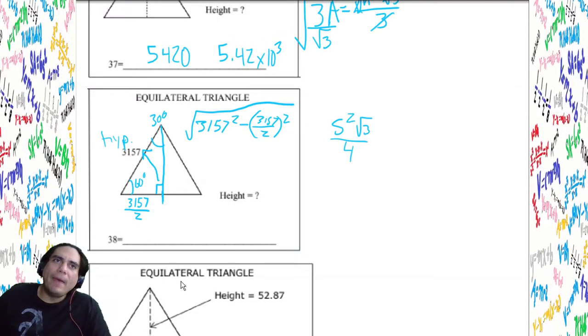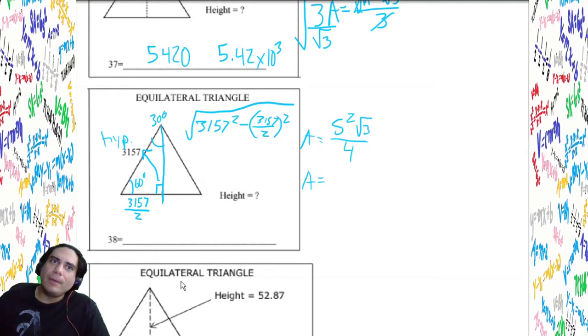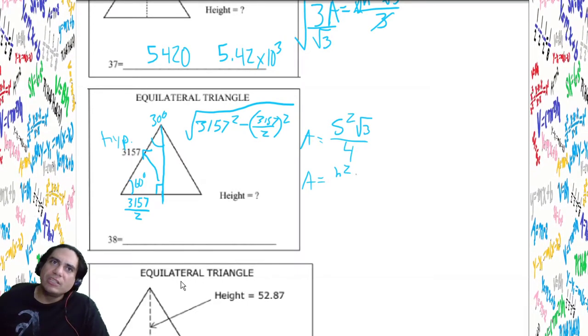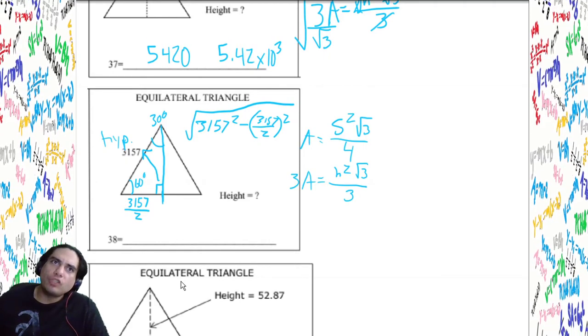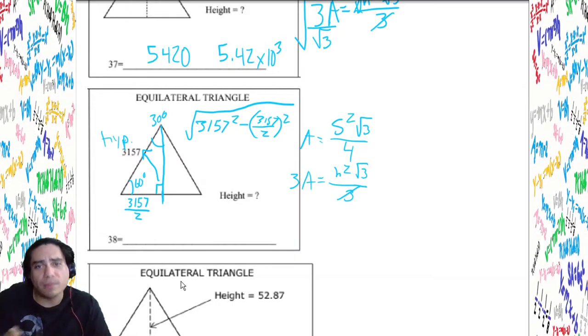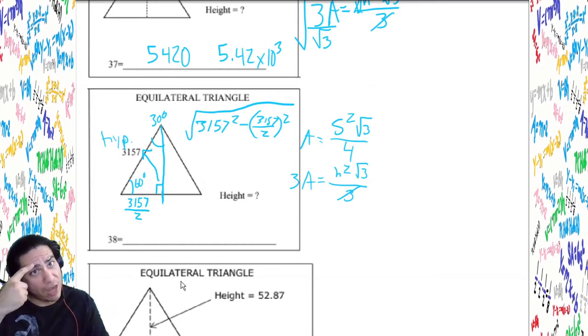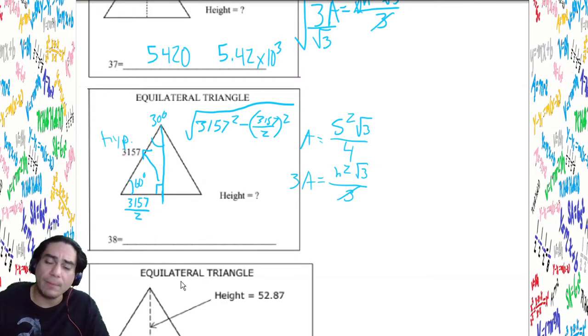Now we're going to work backwards. We got the area. Let's work it out backwards. We're going to use height squared times the square root of 3 divided by 3. So first thing we're going to do, multiply by 3. I like to show my steps because you got to be able to remember these things. I ain't taking this test for you. So we multiply by 3, we got about 12 million.